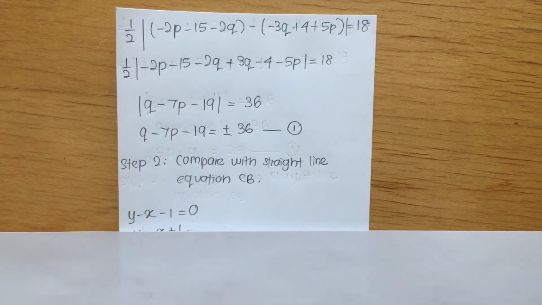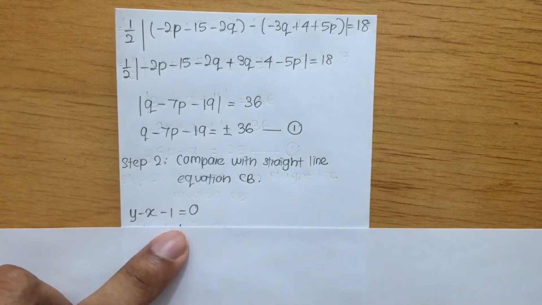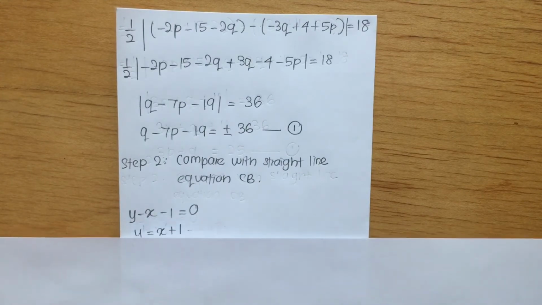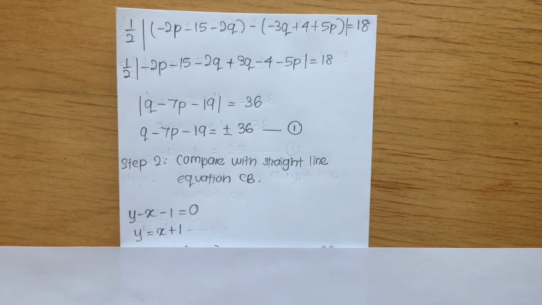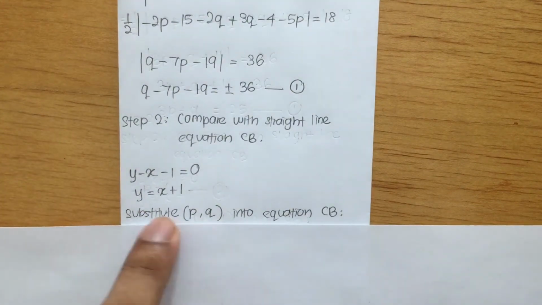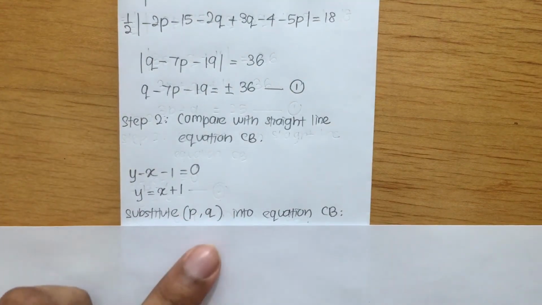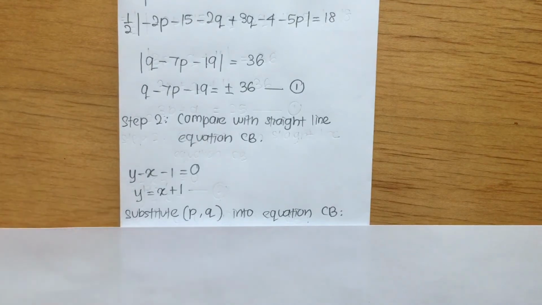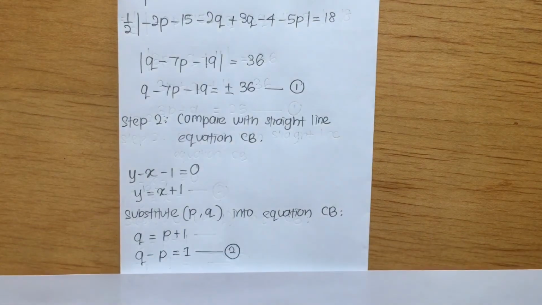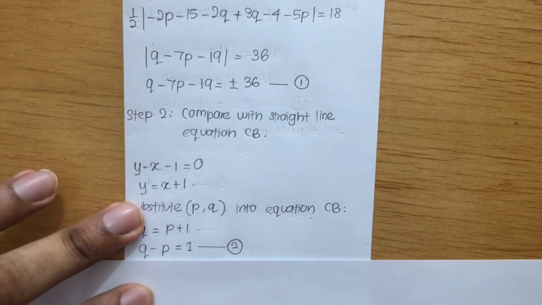So since you know that the point B is connected with the area of polygon and then the equation CB, so we can relate them. So y minus x minus 1 equals to 0. So we convert it in terms of y in terms of x. So from here you get y is equals to x plus 1. What we're going to do now is we're going to substitute the PQ coordinate into equation CB. P is the x coordinate and Q is the y coordinate. You're going to substitute into this equation. So from here what we get is Q is equals to P plus 1. And then from here Q minus P is equals to 1. So this will be your second equation, guys.